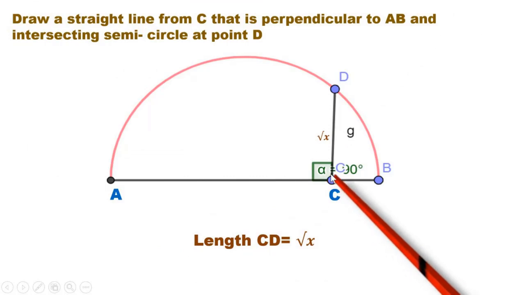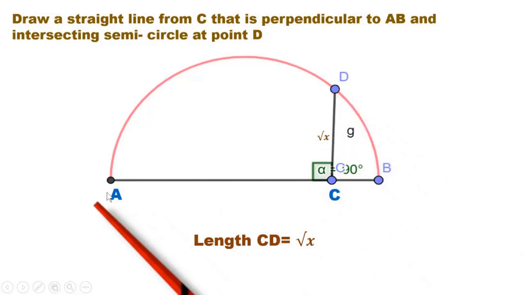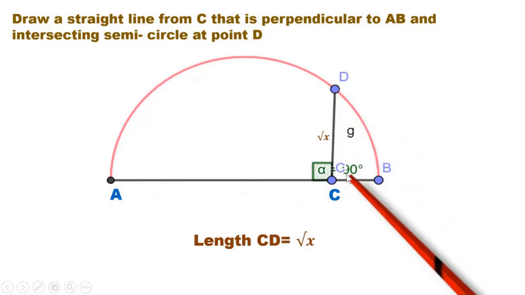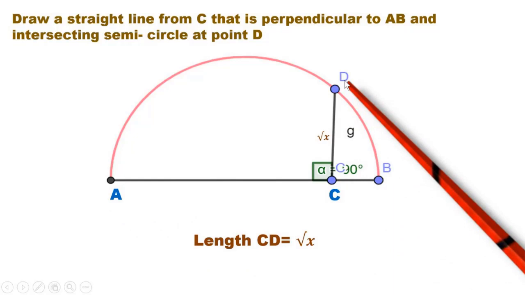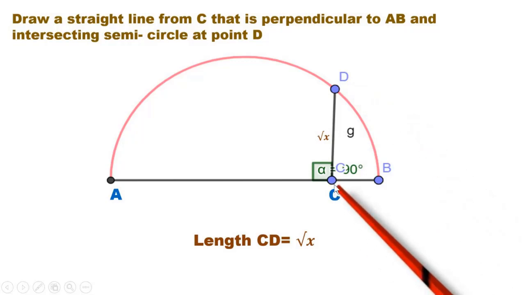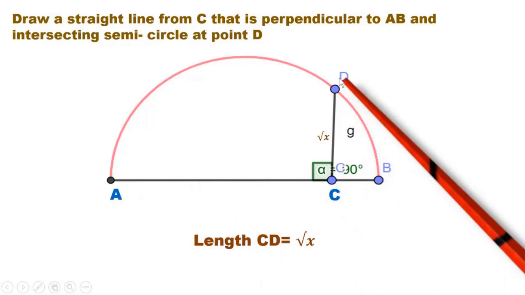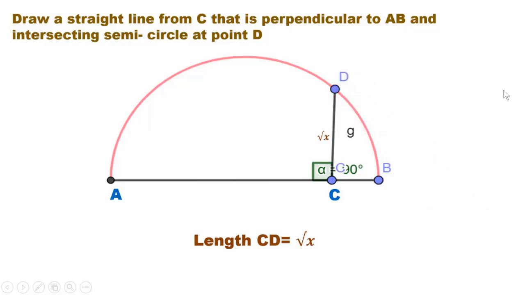Draw a straight line from C that is perpendicular to AB and intersecting the semicircle at point D. For that you have to take a protractor, place its center at point C, its base aligned to AB, mark 90 degrees at point D, then remove the protractor and join D to C. You get CD perpendicular to AB.